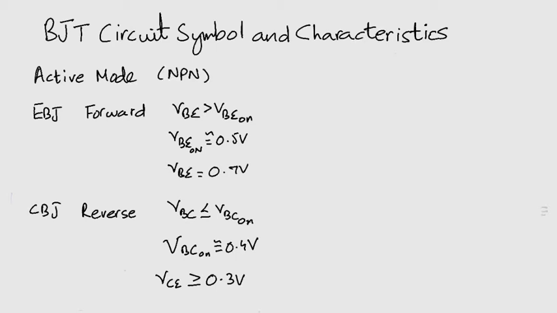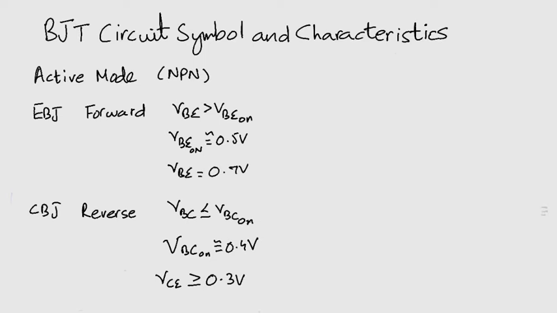Now, in the active mode for the NPN, for the emitter base junction to be forward biased, we have VBE greater than a quantity VBE on. VBE on is approximately 0.5 volts and a typical value for VBE is 0.7 volts. For the collector base junction to be reverse biased, VBC is less than or equal to a quantity VBC on. VBC on is approximately equal to 0.4 volts and VCE is greater than or equal to 0.3 volts. This is the condition for collector base junction.